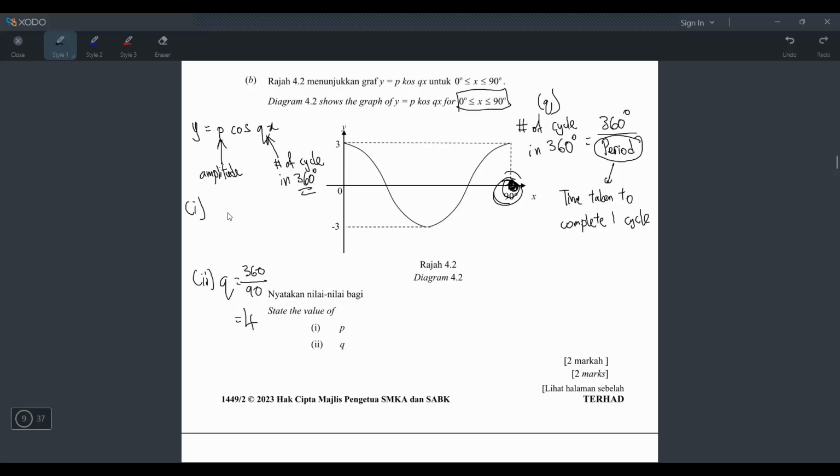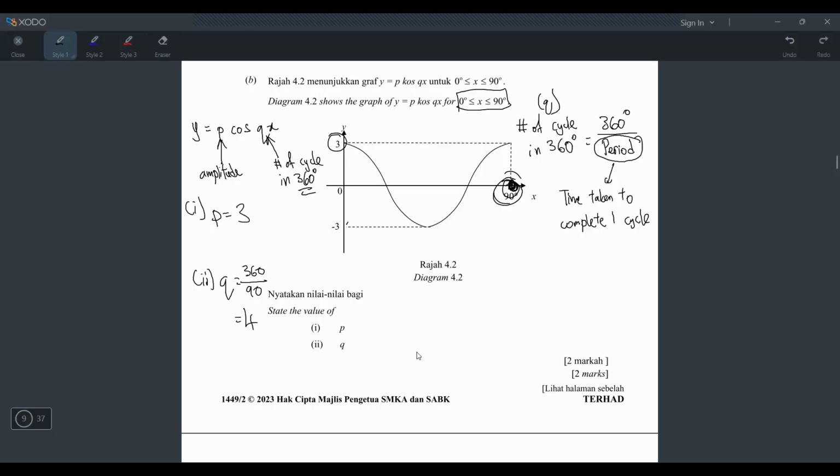Then what about the P? The P is the amplitude. The amplitude, you take the total distance divide by 2. So here is 3 unit, here is 3 unit, and then 3 plus 3 is 6. 6 divided 2 is 3 like this, right? Okay, of course you can also just tell me, hey sir, just look at this number only lah. Why you have to plus divide 2?